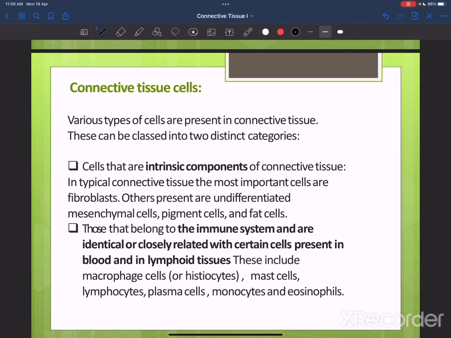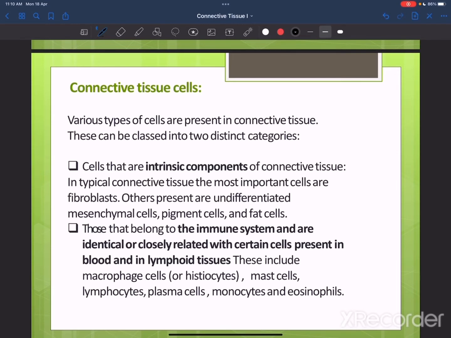Other cells are the undifferentiated mesenchymal cells, pigment cells, and fat cells. Regarding those cells who are migratory, they come through the blood circulation, and later on they will go inside the connective tissue and do a particular function there. These are the cells that belong to the immune system and are identical or closely related with certain cells present in the blood or the lymphoid tissue. These include macrophages, sometimes called histiocytes, mast cells, lymphocytes, plasma cells, monocytes, and eosinophils.